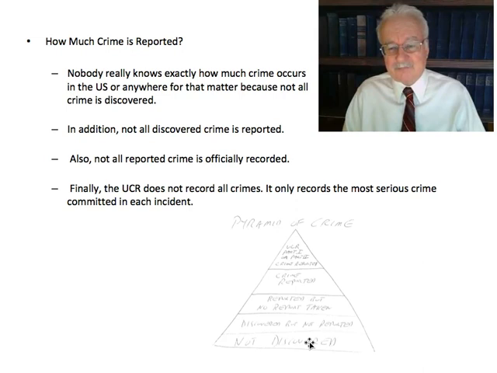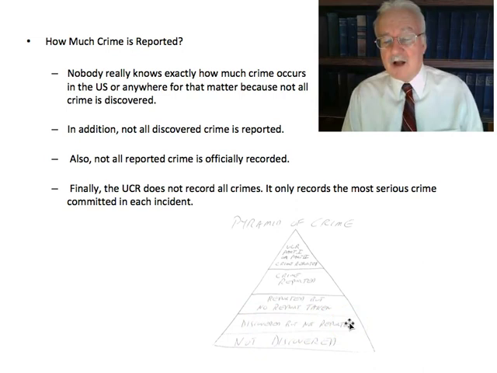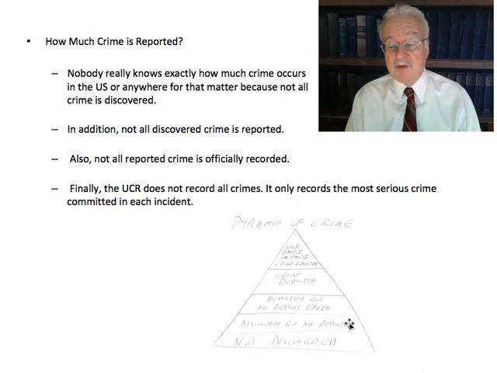However, not all crimes that are discovered are reported. And that's the next level, discovered but not reported crimes. Sometimes people are the victims of a crime, they realize they're crime victims, but they do not call the police. There may be a lot of reasons for this. The perpetrator may have threatened them, and they're afraid that if they report the crime, the perpetrator will do worse things to them. Maybe the crime occurred while they were committing a criminal act.